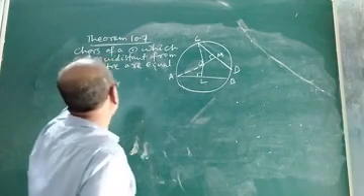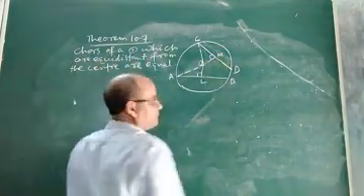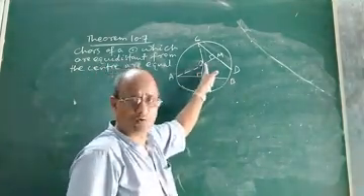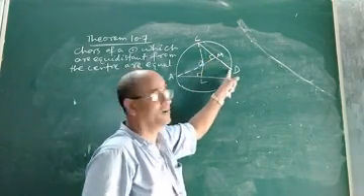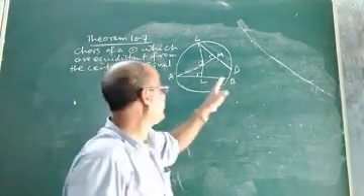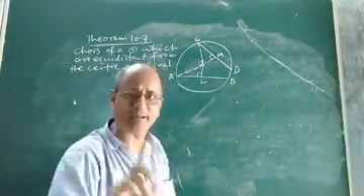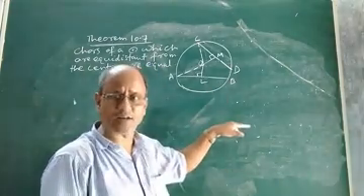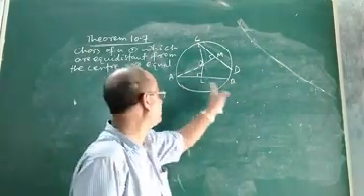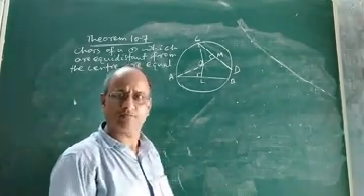Chords of a circle which are equidistant. Now look at OL and OM. OL is the distance of this chord AB from center O, and OM is the distance of the chord CD from center O. So what are you given? Suppose you are given that OL equal to OM, it is given. That means the two chords are equidistant from the center. How will you prove that AB equal to CD? That means the lengths of the two chords will be the same. How to prove it geometrically?